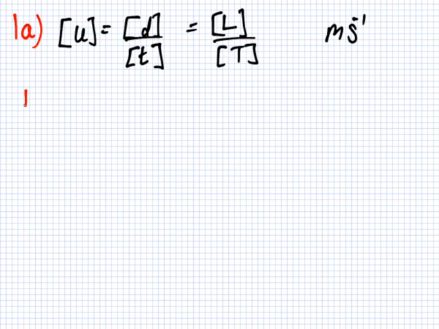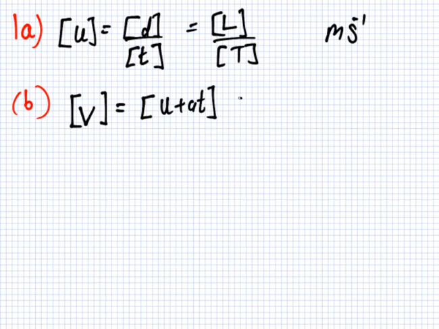Alright, so for B, the dimension of V must be the same as the dimension of U, or well, if you want, it must be the same as the dimension of U plus AT. And these can only be added together if they're the same dimension, and these must be the same as this, so you could just say it's the same as U, which is also meters per second, so that's okay.